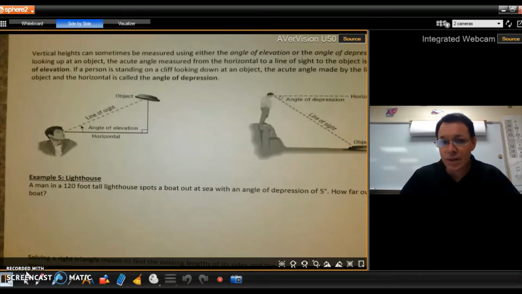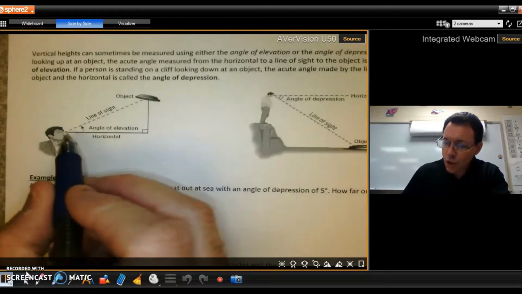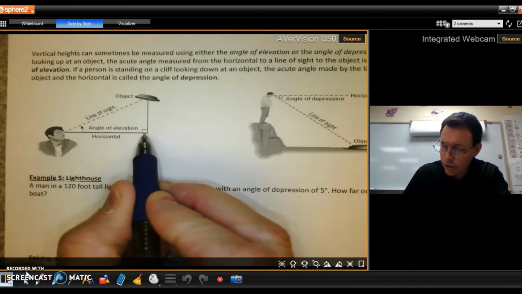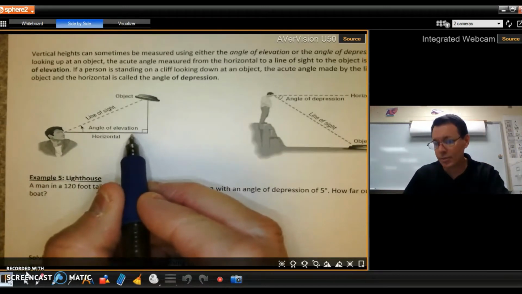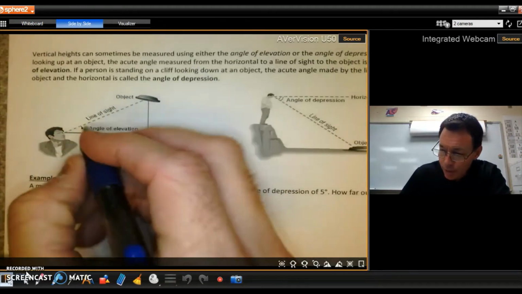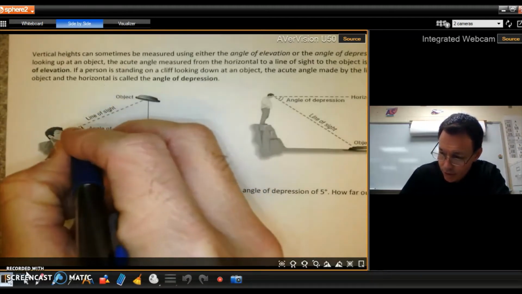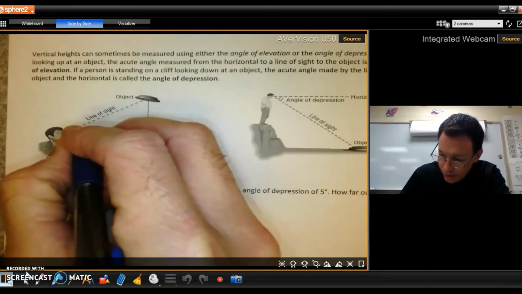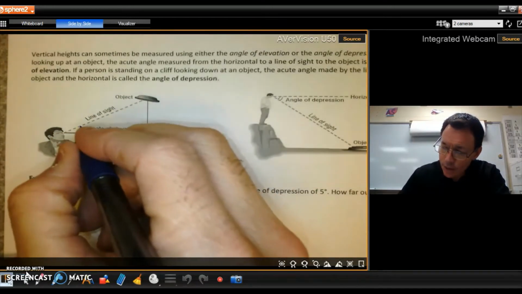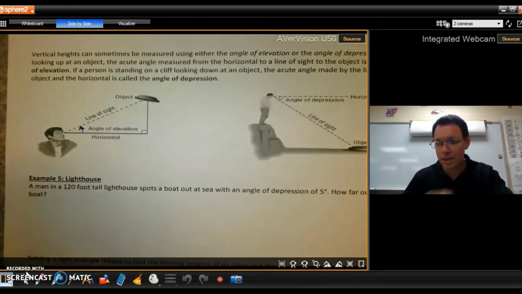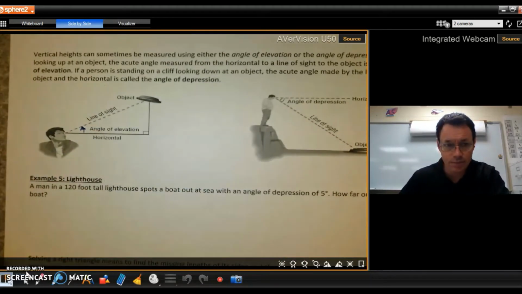Now, the angle of elevation means you are looking out straight ahead, okay? Whenever we're looking, we usually look just straight ahead at something. And then you look up, okay? See how this arrow, this is the movement of your head or your eyes, okay? You look up at something. That angle that your eyes just made is called the angle of elevation, okay?